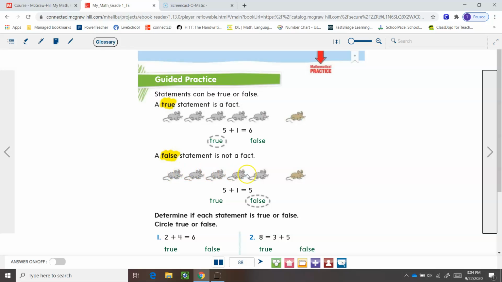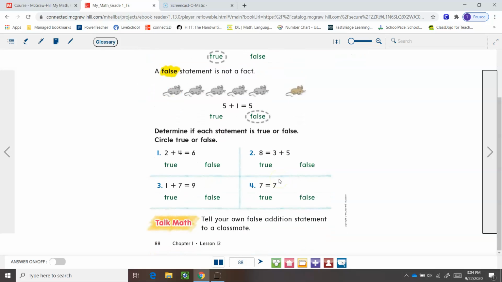So again, I have 5 gray mice plus 1 brown mouse equals 5. It does not equal 5. We know from the previous one it equals 6. So when I look at this, all I need to do is determine, is it true or is it false? They try to trick you with this equal sign a little bit, so we got to be careful with that.